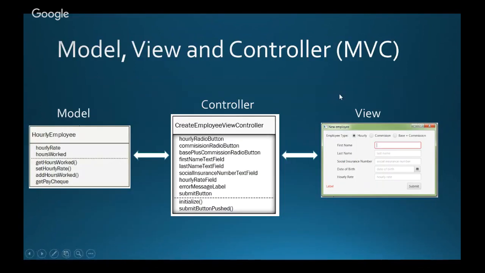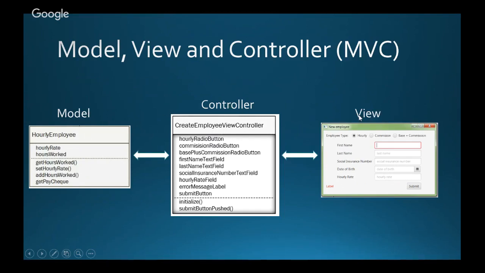So here's what we want to do. We want to build the model, the view, and the controller. We've already built the model, so let's build the view next. And then what we'll do is we'll connect the controller with the view, and then we'll connect the controller with the model. So this one's done.